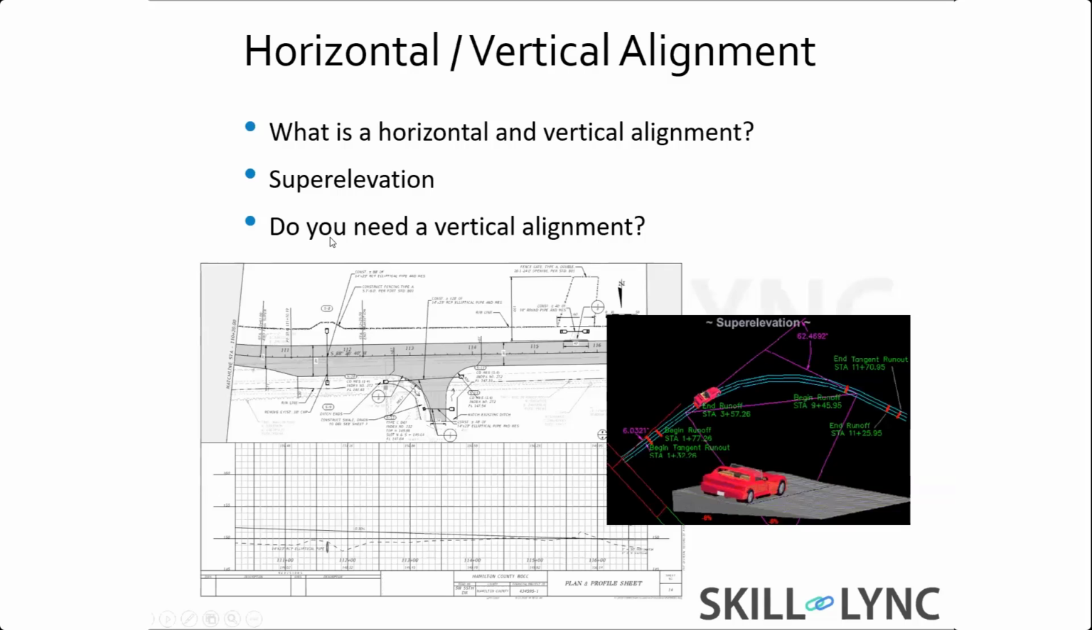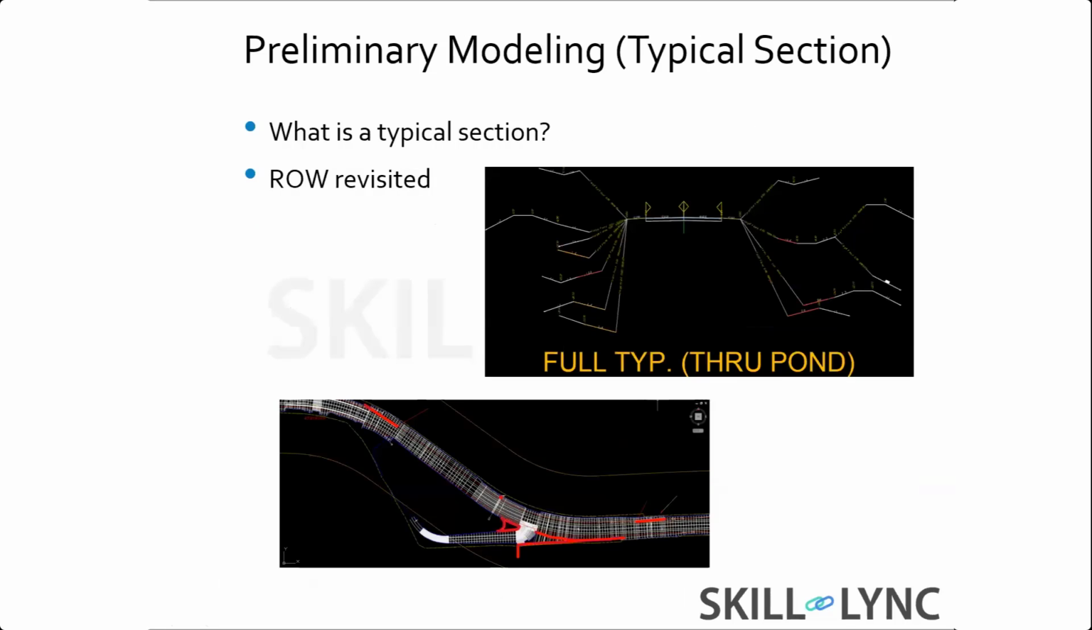And like I said before, do you even need a vertical alignment? If it's a simple resurfacing project, you're not going to have a vertical alignment. You'll just simply do a plan sheet, where it's basically a plan sheet up here and a plan sheet down below. It just tells the contractor what happens at those different stations, whether you have guardrail or you're fixing a catch basin of some sort or something like that.